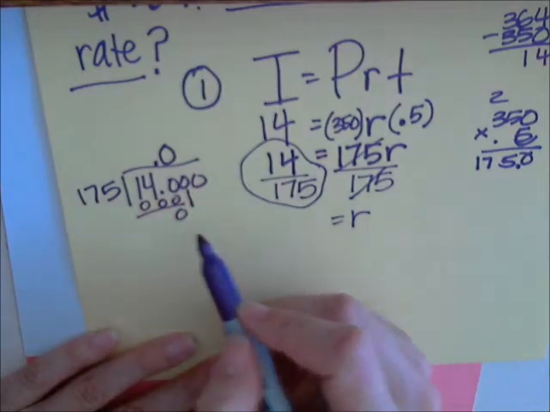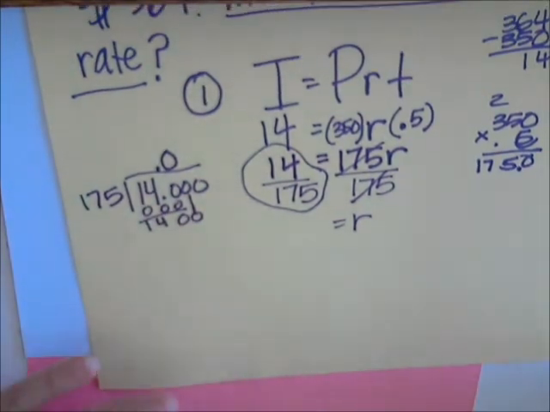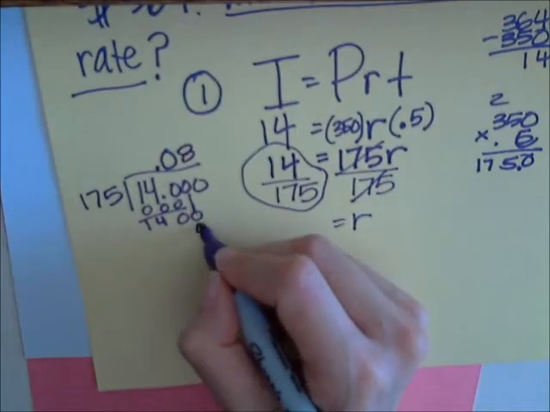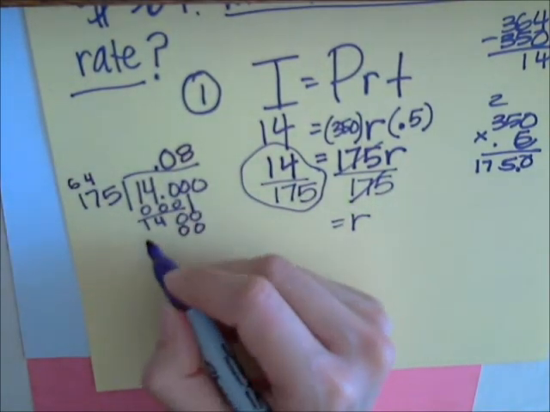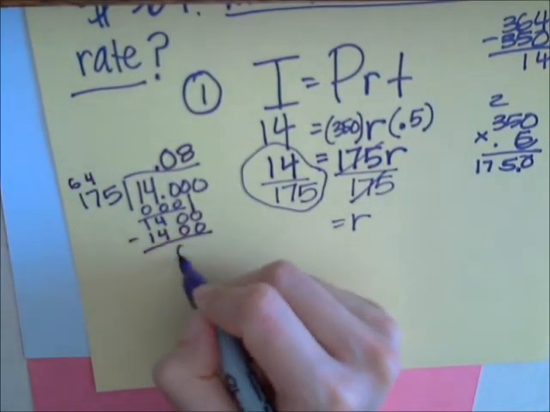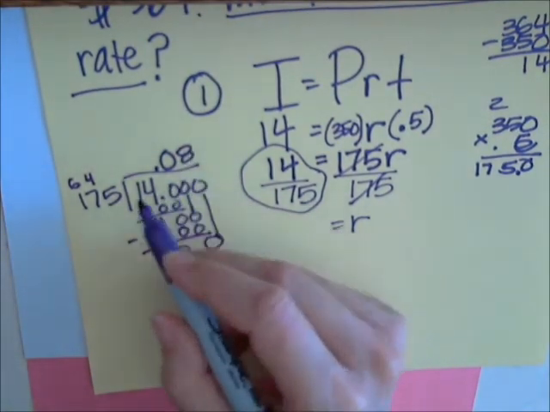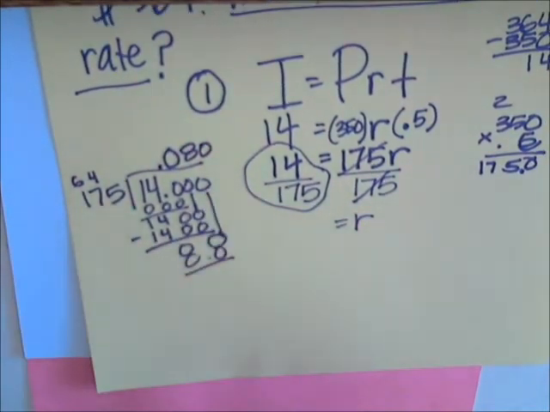Bring down another 0. 175 into 1400. Okay. Whew, that's going to take some thinking. It's not going to be 10, obviously. I don't think it's 9. Let's try 8. Oh, yay! I love it when a plan works out. Okay, and then we bring down another 0. 175 goes in there 0 times. Okay, so we're safe. It's just plain old 0.08.